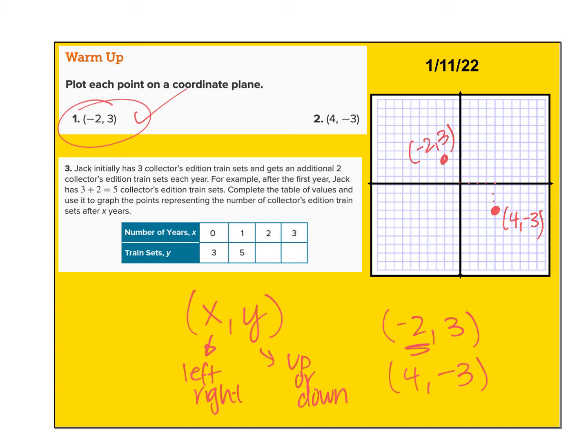Now remember, that's different from slope, because if I asked you to find the slope of that line and I connected it, now I would do my counting. I would say, oh, it's down 1, 2, 3, 4, 5, 6-ish, and then over 1, 2, 3, 4, 5, 6. So it's down 6 over 6. So slope is the opposite of graphing points. So we're going to use graphing today as we look at functions.